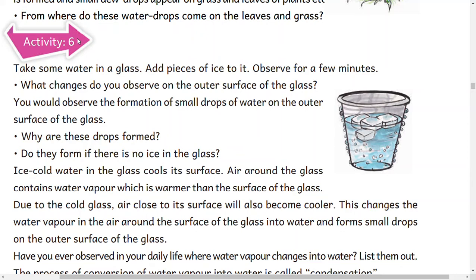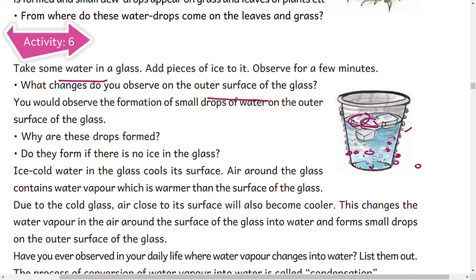This is the part 4 video in the water lesson from the 6th class new science textbook. So let us observe Activity 6. Take some water in a glass and add some pieces of ice cubes in it, and observe after a few minutes what changes you see on the outer surface of the glass. What will we observe? We will observe some small drops of water on the outer surface of the glass.